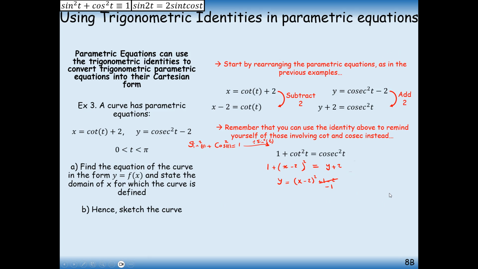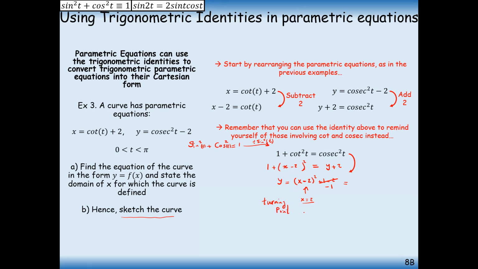We can further expand this bracket if you wish, but to plot this curve and answer part B here, we have to sketch this graph. We know that this is in completed square format, so the curve will have its minimum at x equals positive 2. Just take this bracket and set it equal to 0. You get the minimum point or turning point at x equals 2. So that's the turning point.